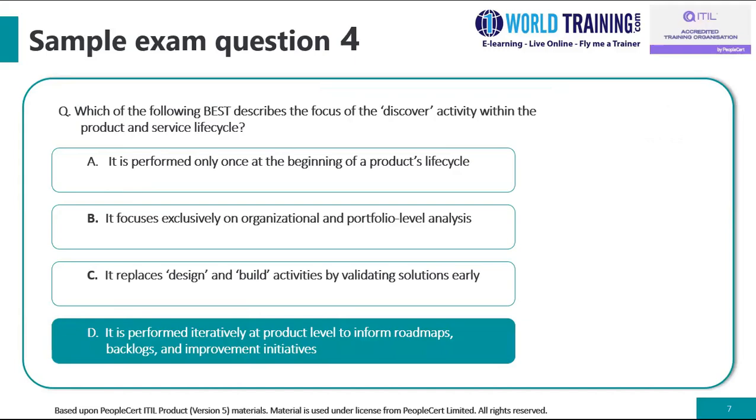A is wrong because discover is explicitly described as continual, not a one-time opening event. B is wrong because while discover happens at organizational and portfolio levels, product level discover is central and the question asks for the best description. C is wrong because discover frames and informs subsequent stages but does not replace them.